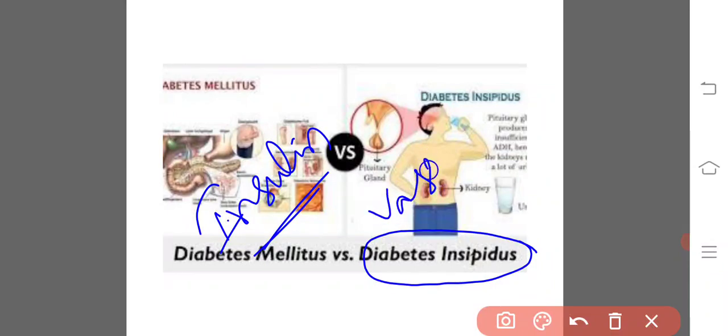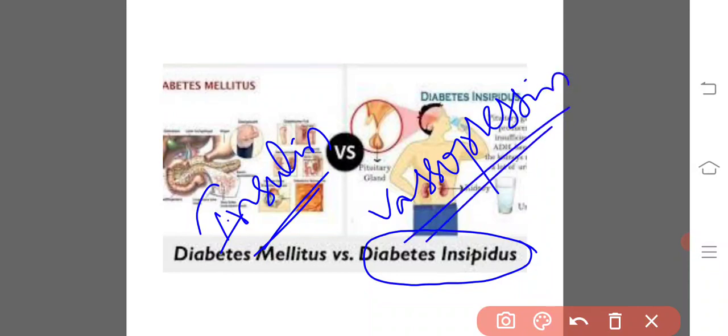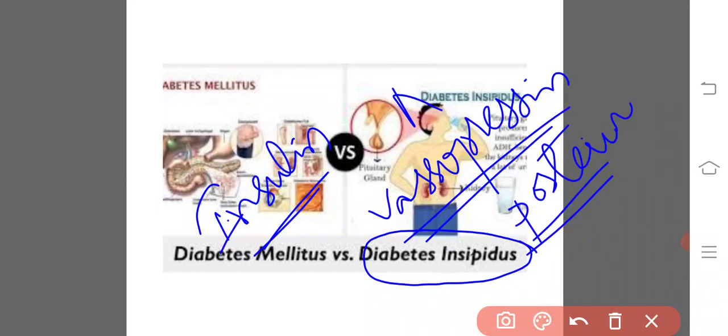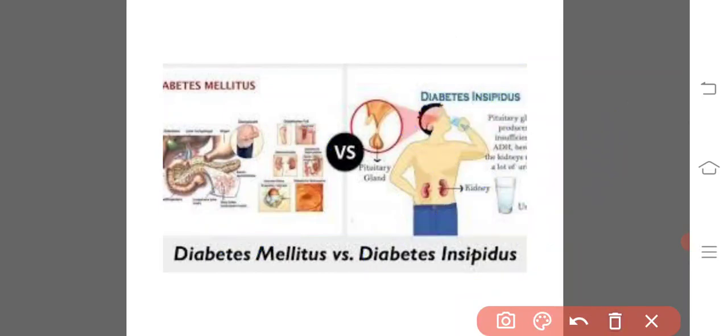vasopressin hormone, which is secreted by the posterior lobe of the pituitary gland. Due to the deficiency of vasopressin, diabetes insipidus is caused. Vasopressin is also known as the antidiuretic hormone. We should not get confused by these two terms. Diabetes mellitus is due to the deficiency of insulin, and diabetes insipidus is due to the deficiency of the ADH hormone.